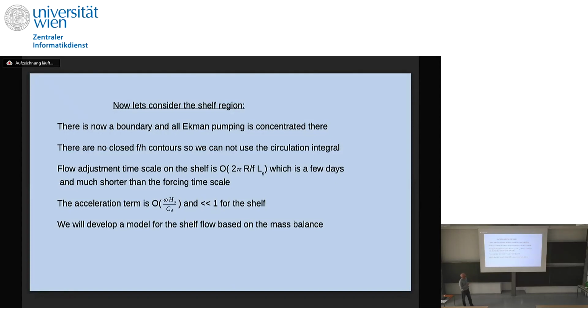There are no closed f over h contours now because they go out to the rest of the world. So I can't use that same circulation integral approach. The adjustment time scale on the shelf is very fast. The time it takes a shelf wave to go around the basin, which is a few days, compared to my seasonal forcing time scale. So the mass budget on the shelf is always closed. And sea surface height isn't changing on the time scales that I'm interested in.